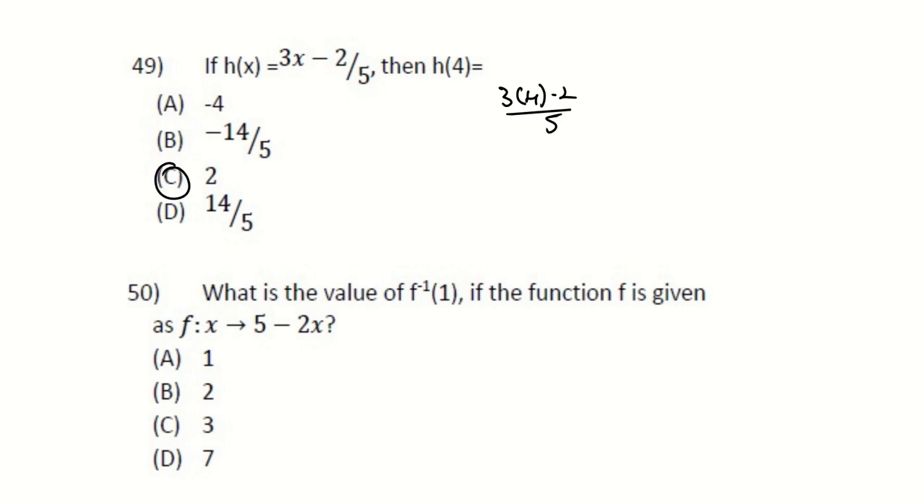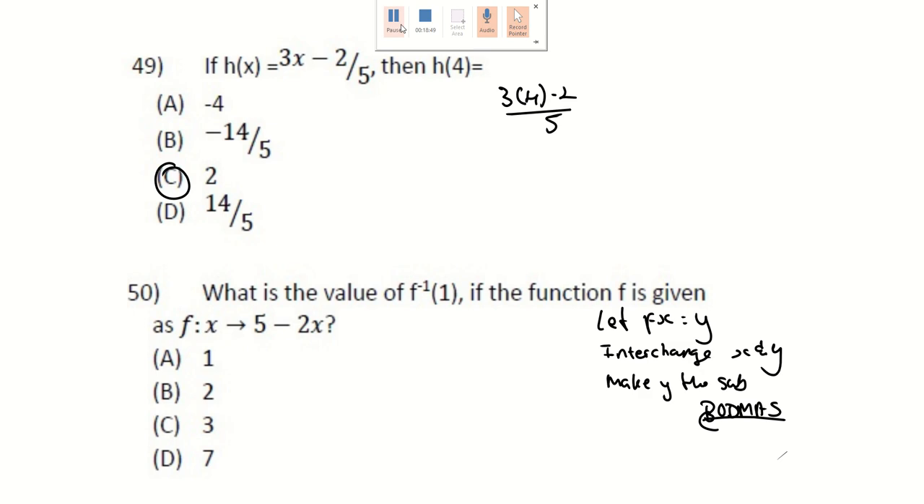What is the value of f inverse 1 if the function given is this? So they're telling you. Alright, so first we're going to find the inverse. So the first step is to make that f of x be equal to y. So y is equals to 5 minus 2x. Then you interchange x and y. So now x would be 5 minus 2y. Then you make y the subject.